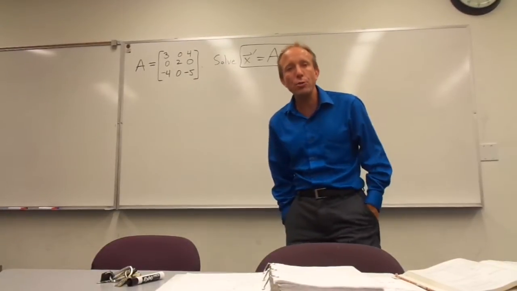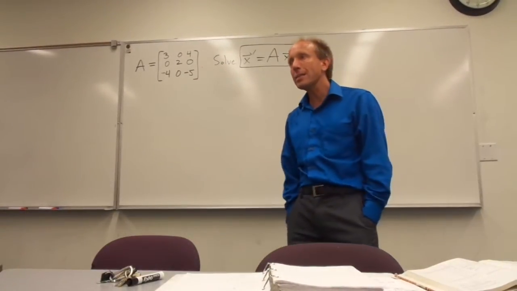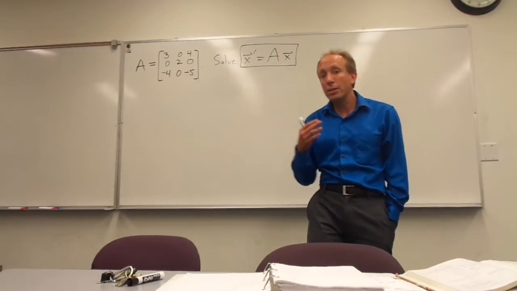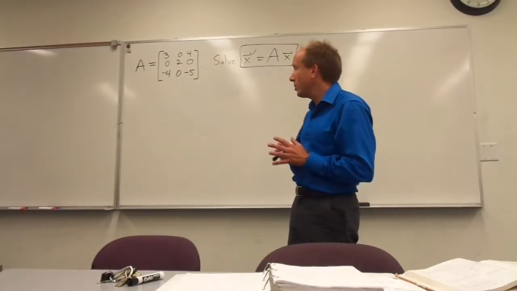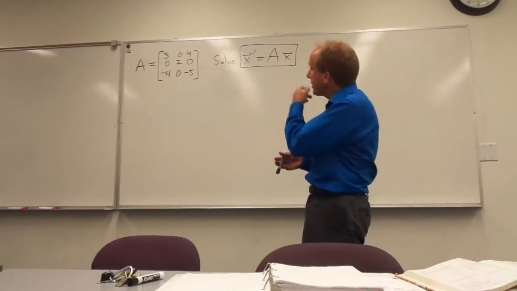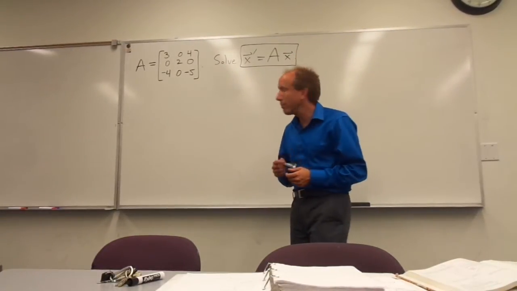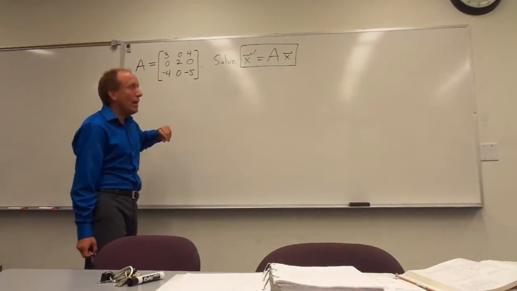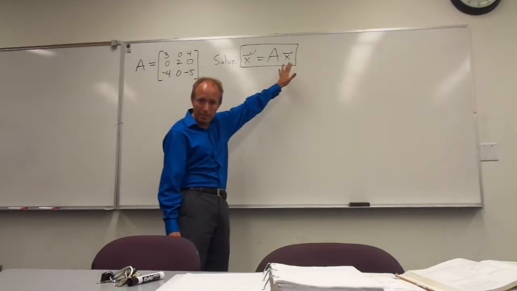We did the 2 by 2 example in class, and I sort of indicated that usually the 3 by 3 example is very similar to how the 2 by 2 example works. So let's do this example here, and I'll show you that really is the case. All right? So here's a 3 by 3 matrix, and we want to solve this linear system.